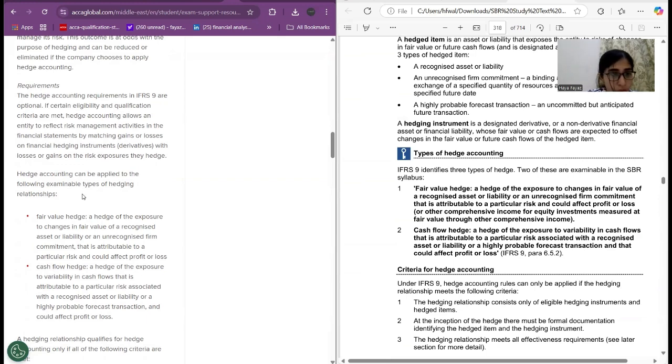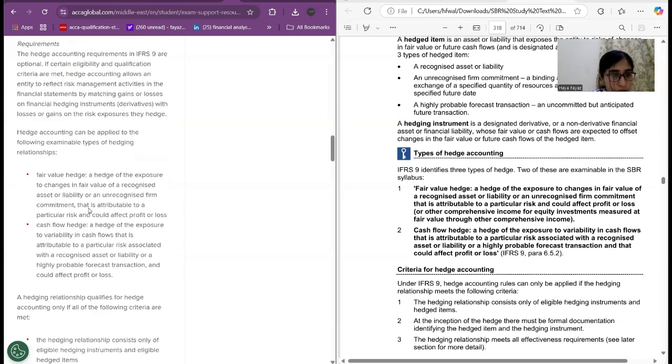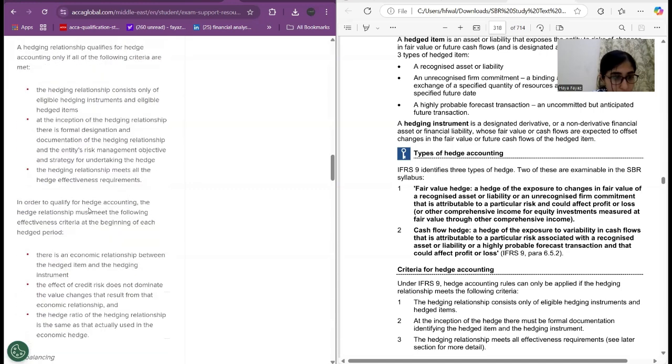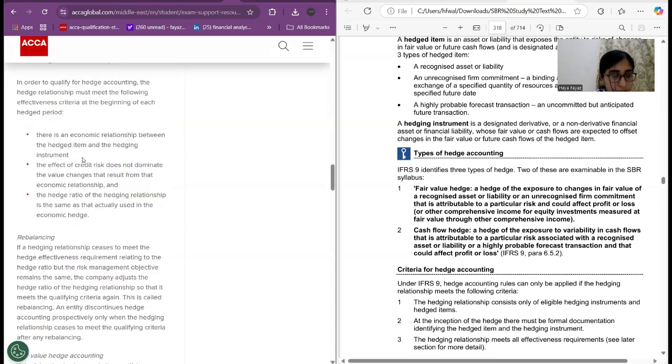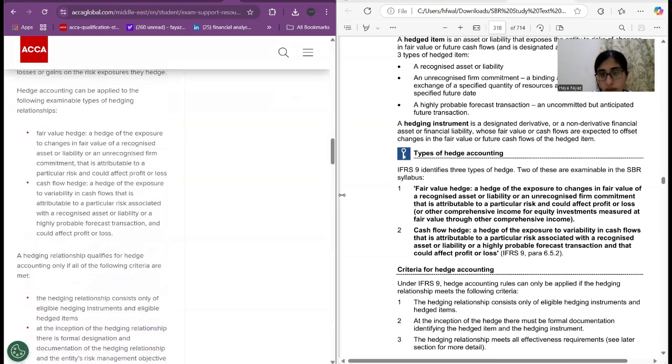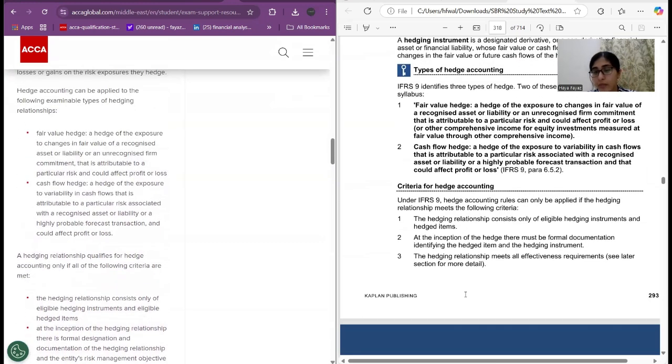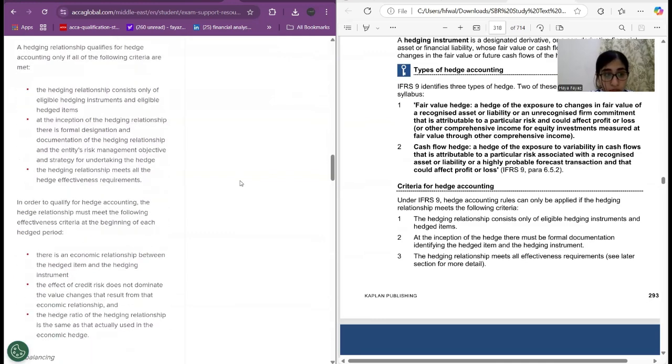Hedge accounting can be applied to the following examinable types of hedging relationships. In order to qualify, the hedge must meet the effectiveness criteria. But besides this, there will also be criteria mentioned in the exam, which I will cover. One is criteria for hedge. One is criteria for hedge accounting.